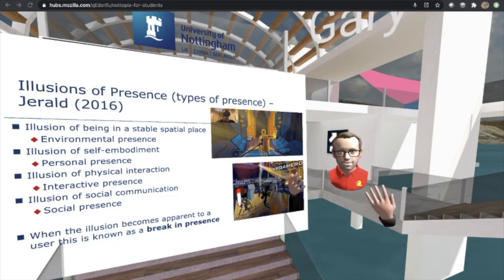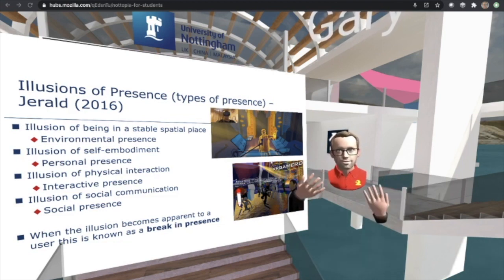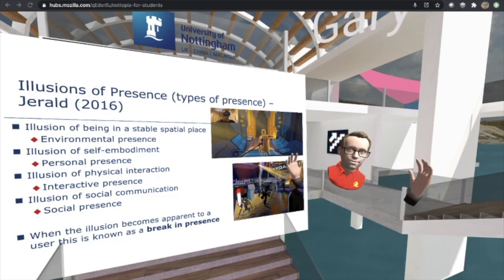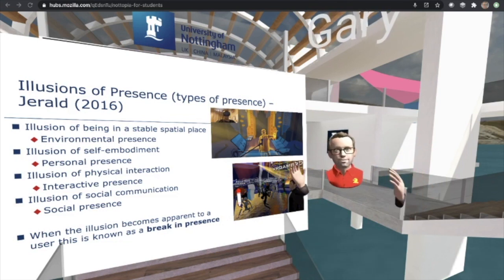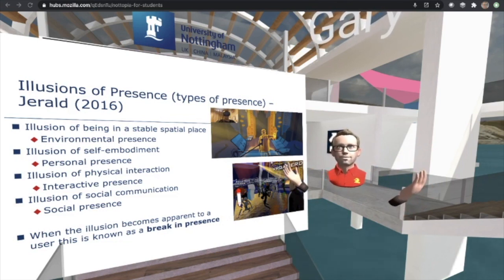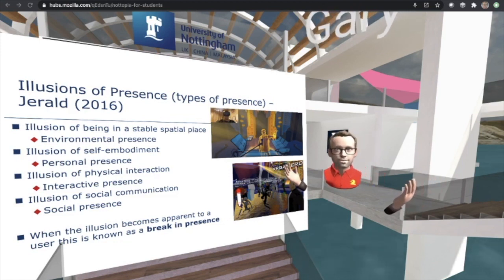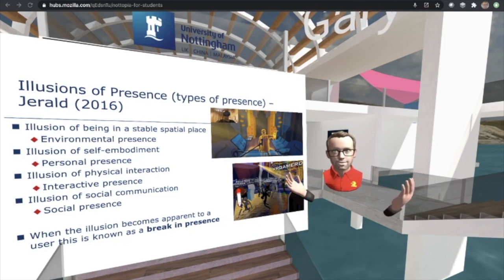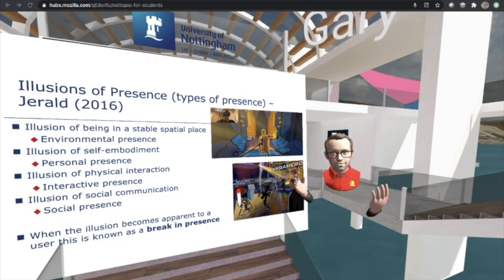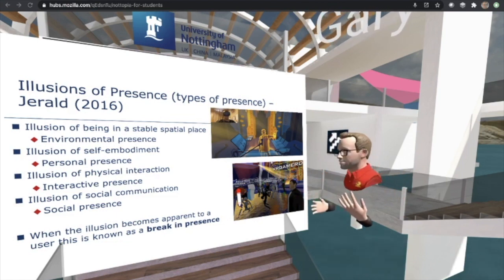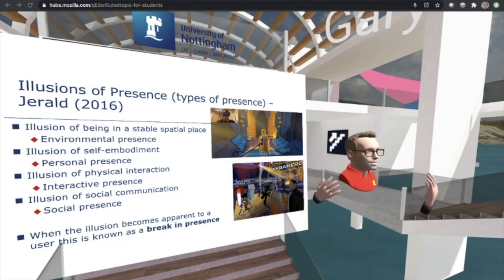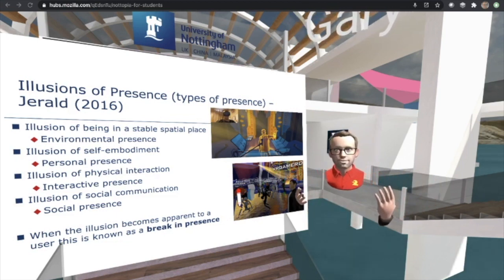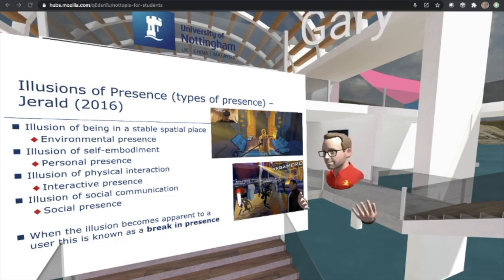So in my avatar here, I can express myself non-verbally through my hand movements and my head movements to a degree, but I cannot change my facial expressions. I also cannot use eye movements to non-verbally communicate with others. So those aspects are missing from my degree of presence, and that will influence my social interactions with others in this space.